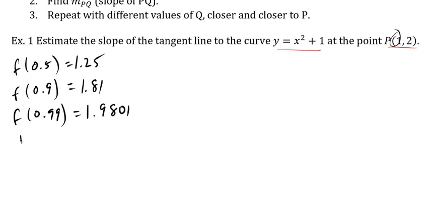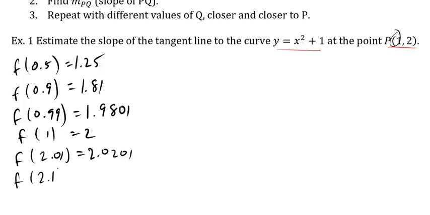Then you can ask. Okay, so f at 1 is 2. We already did that one. 1 squared plus 1 is 2. That's easy. Okay, and then we're going to continue this process with f at 2.01. So now where am I? I'm just past the point. 0.0201, I think. f at 2.1 is 2.21.